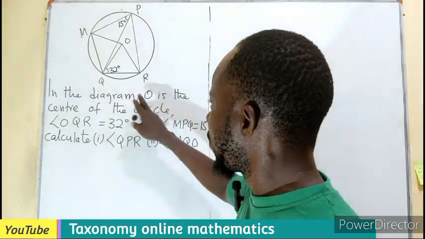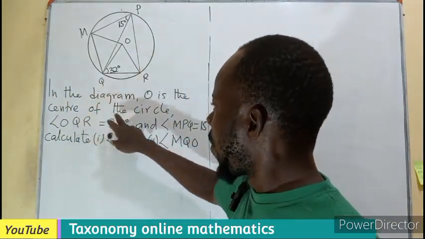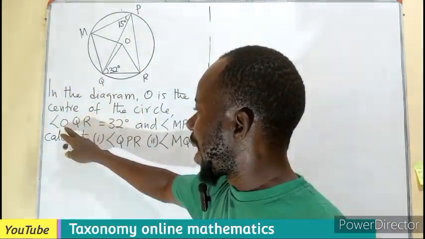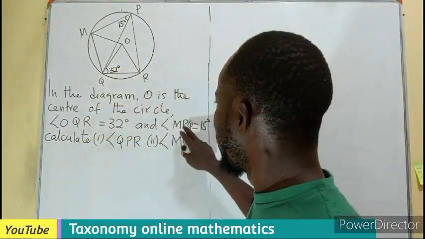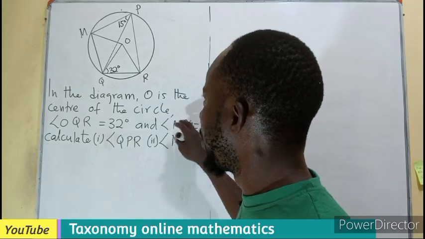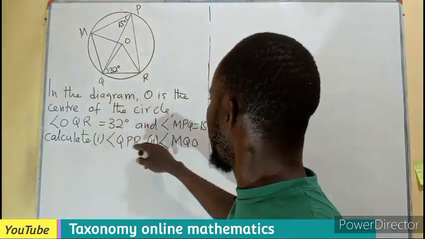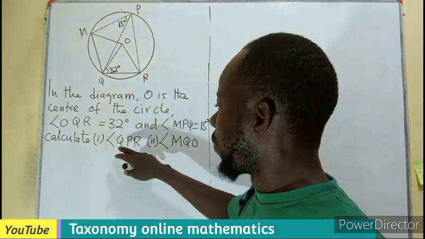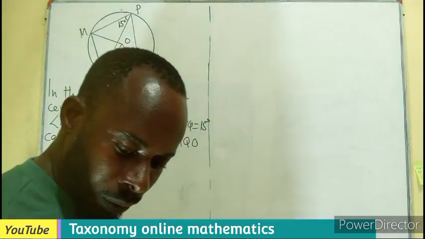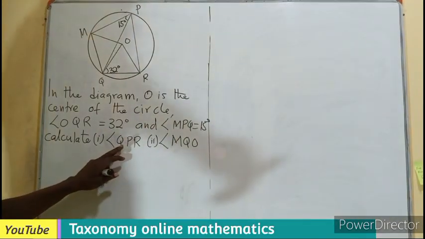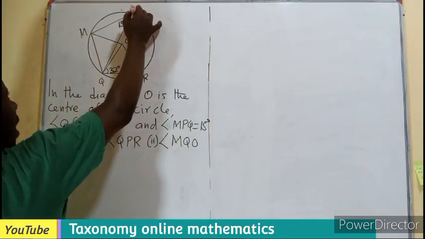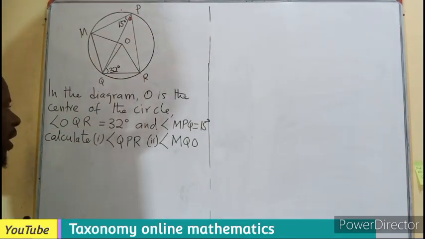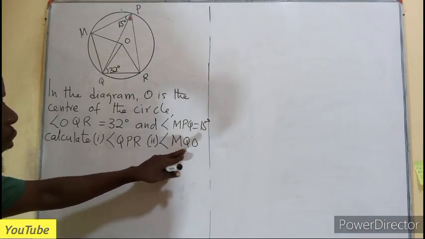In the diagram, O is the center of the circle. Then the angle OQR is 32. The angle MPQ is 15 degrees. We have to find the angle QPR, so this very angle. Then we are also asked to find MQO.